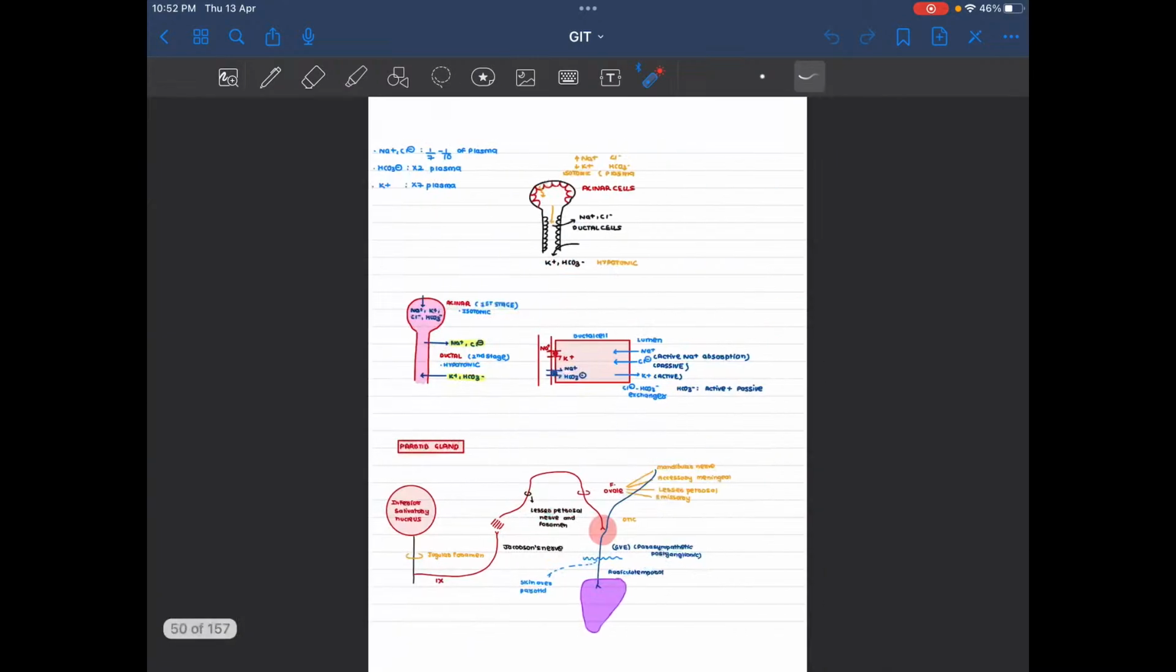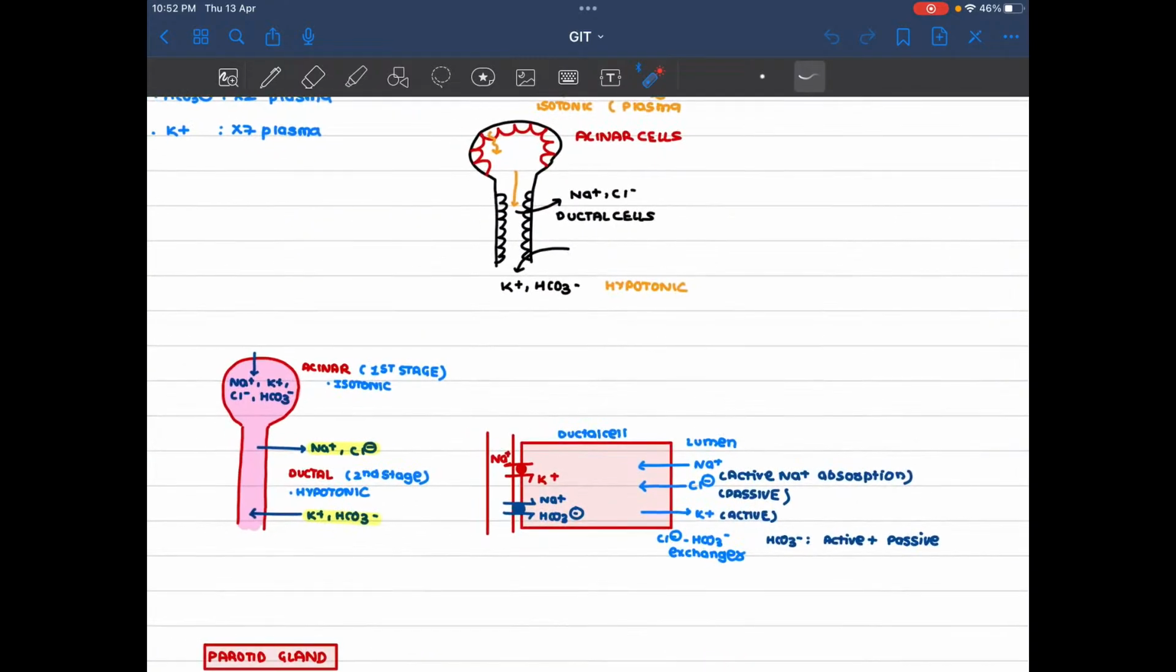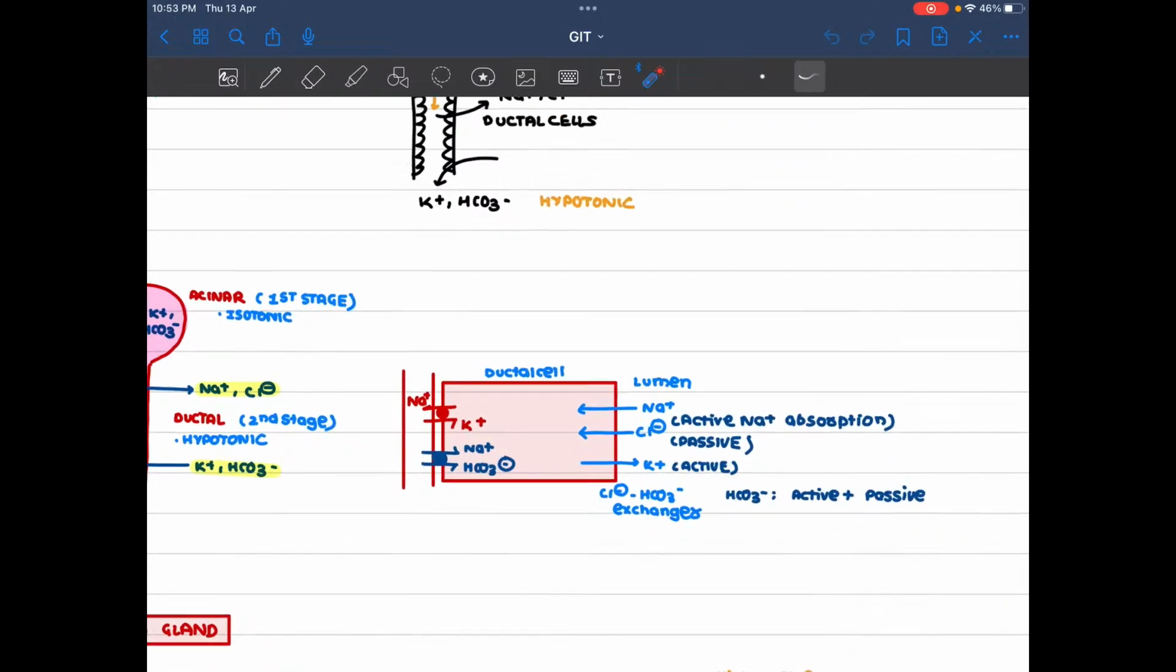So let's go in some more detail right now. So this is how it happens actually. So this is the acinar stage, the first stage, through which we get the primary saliva. Very rich. It has all of these products, right? But whenever we have the ductal portion, which is the second stage of salivary secretion, what's going to happen is sodium and chloride is going to get reabsorbed and potassium and bicarb is going to get secreted into the secondary saliva. Okay, and how is this mediated?